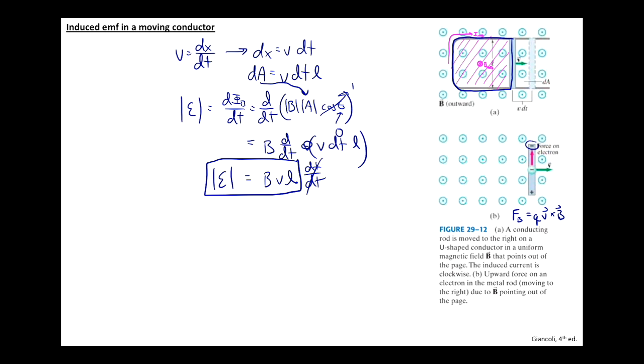Either way gives you the same thing. Notice we end up with a separation of charge. One end of the conductor becomes negatively charged, the other becomes positively charged. So you can think of it in terms of F equals QV cross B. You can put it into a circuit and think of it as Faraday's law. You get the exact same result. There's a potential difference across a piece of metal that moves within a magnetic field.